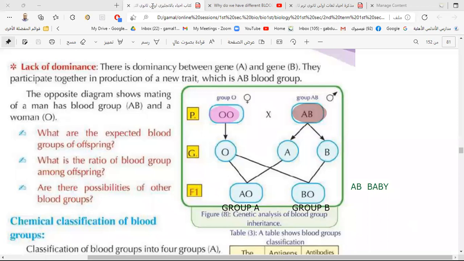Is it possible to have a baby AB from a man O and a woman AB? Is it possible? Possible or impossible? No. It is impossible, because she is lying. This woman is lying. This is impossible.